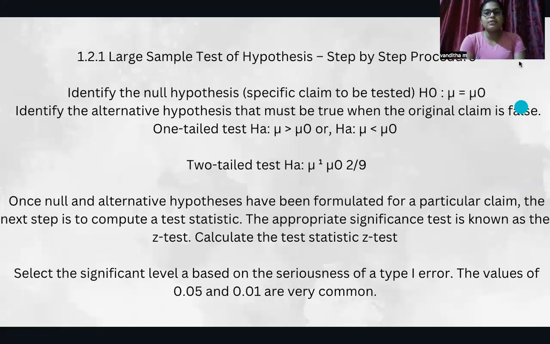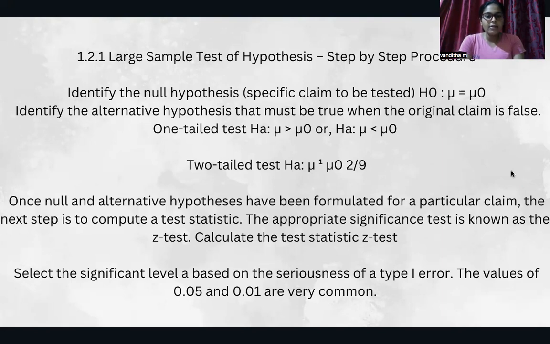Next, let's discuss a large sample test hypothesis. Let's discuss a step-by-step procedure for large sample hypothesis. First, identify the null hypothesis, which is usually denoted as H naught: mu equal to mu naught. Identify the alternative hypothesis that must be true when the original claim is false. For a one-tailed test, HA: mu is greater than mu naught, or HA: mu is lesser than mu naught.